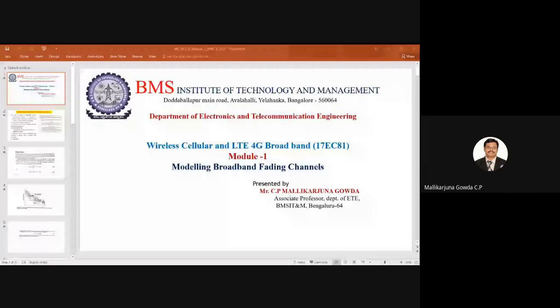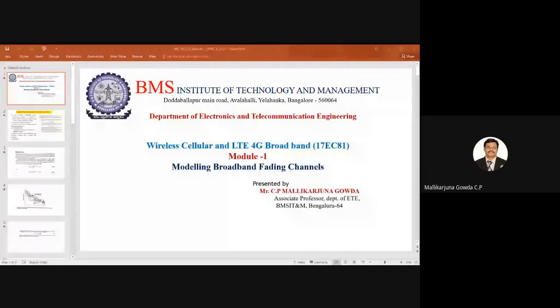Okay. So this coherence distance, is it possible to say the formula? How is the coherence distance defined? Dc, the coherence distance, is equal to 0.2 into lambda by theta RMS, where theta RMS is the RMS angular spread.